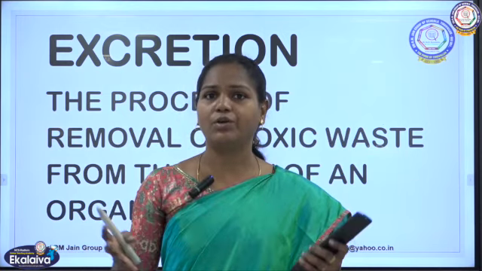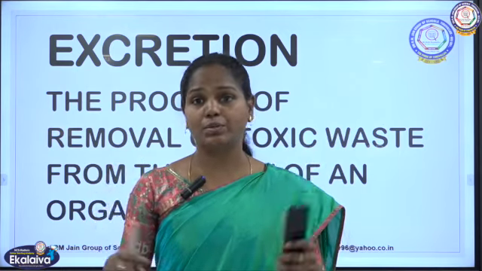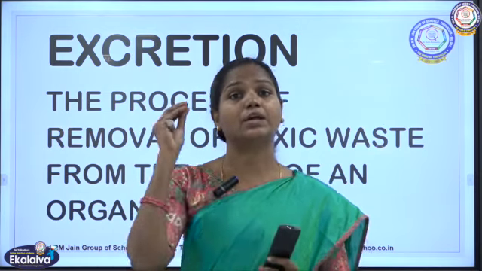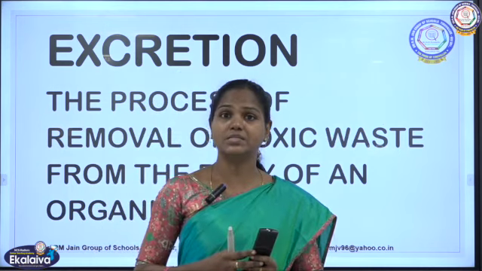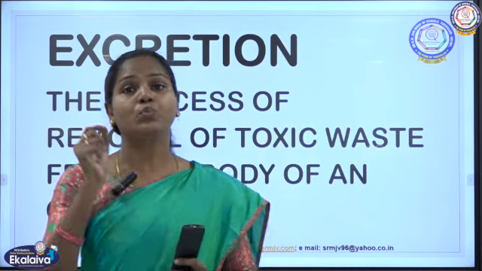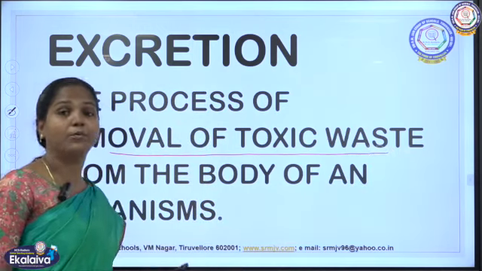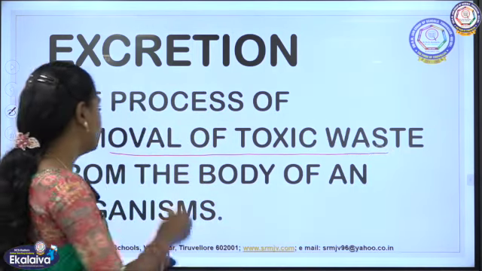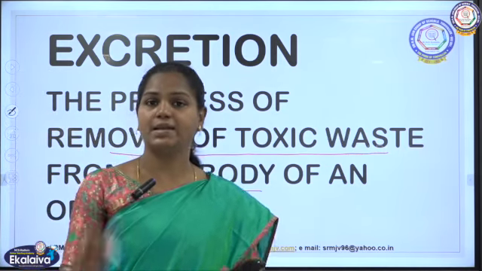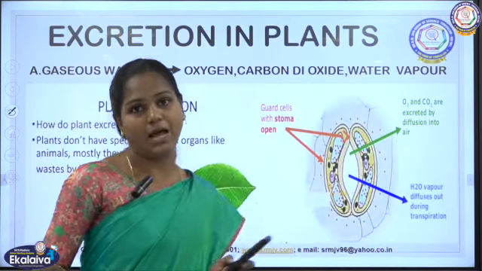And this problem is there for all living organisms, including plants, unicellular organisms, multicellular organisms, human beings, animals, everyone. When these toxic materials accumulate in our body, it is not good for us, so they have to be excreted out of our body. The process used for the removal of this toxic waste from the body, we call excretion. And today in this video, we are going to start with excretion in plants.